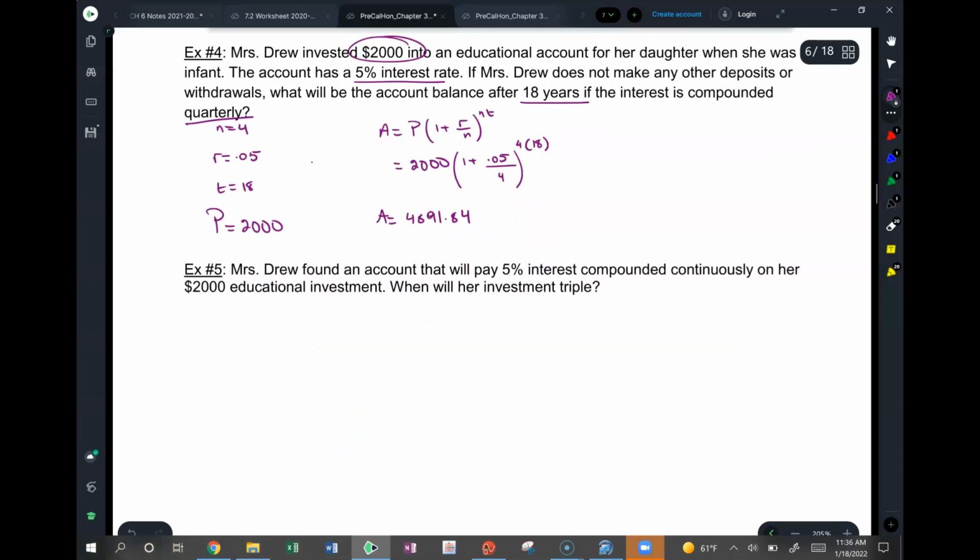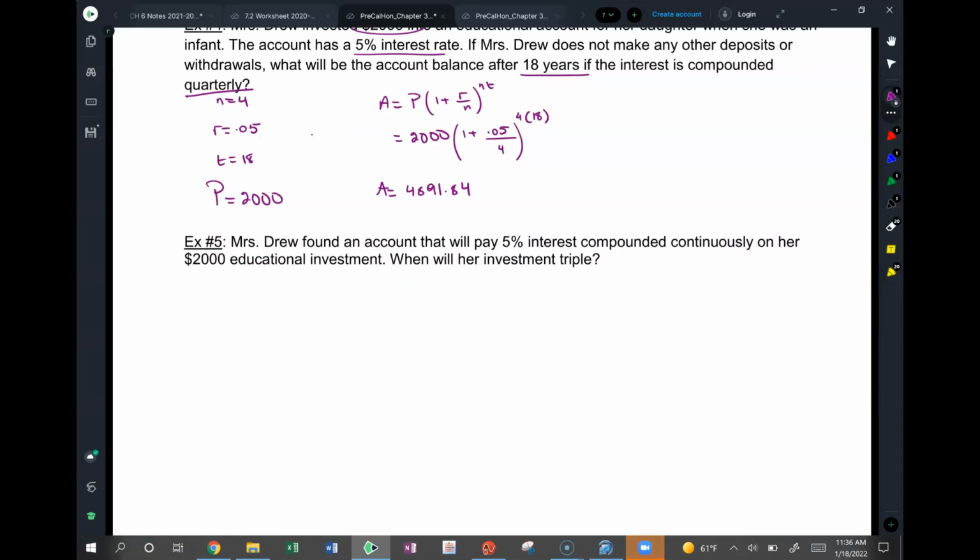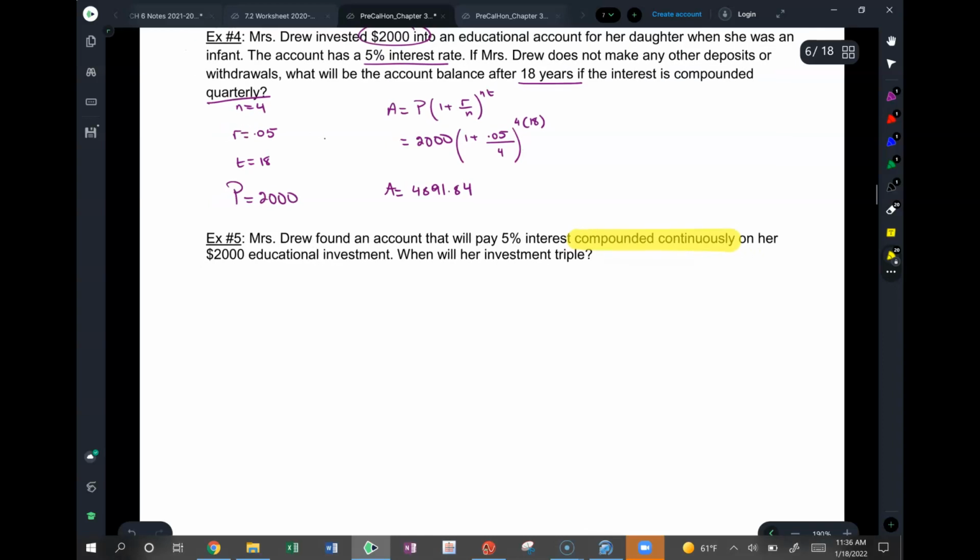So now she finds an account that will pay 5% compounded continuously. Another bank kind of poaches her and says, come to us. We're not going to pay you just 4 times a year like the other bank. We're going to pay you continuously. Paid you again, paid you again. She's like, oh my God, that sounds like a better deal. So now how much money will she have?